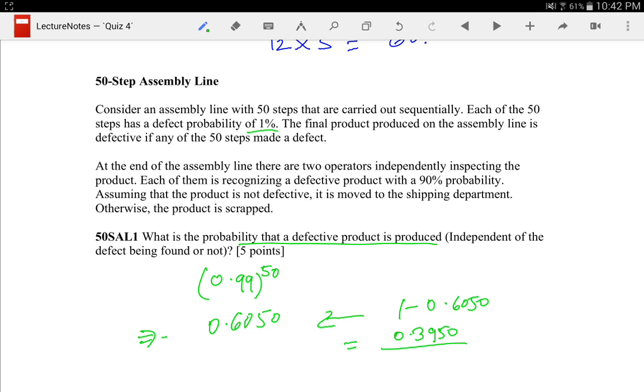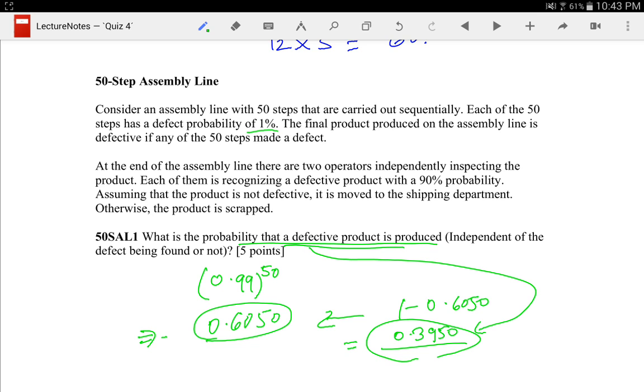0.3950. The phrasing is different in the questions for section A and section B, so remember what is being asked. In one section I asked for the yield. In this section I asked for the rate that a defective product is produced. If I had asked for the yield, this is the answer. So it is either 60.50% or 39.50%, depending on what I have asked.